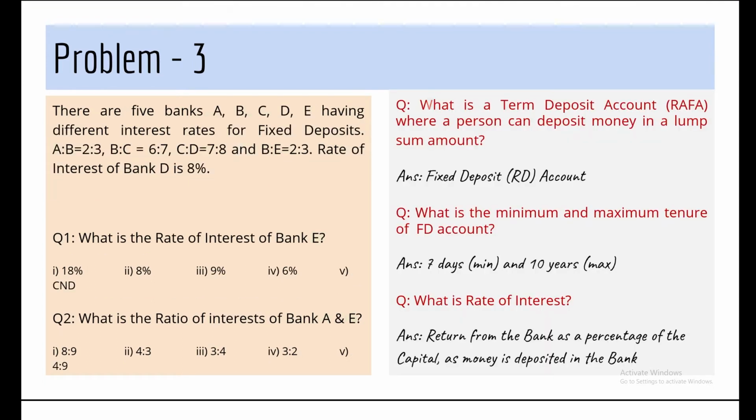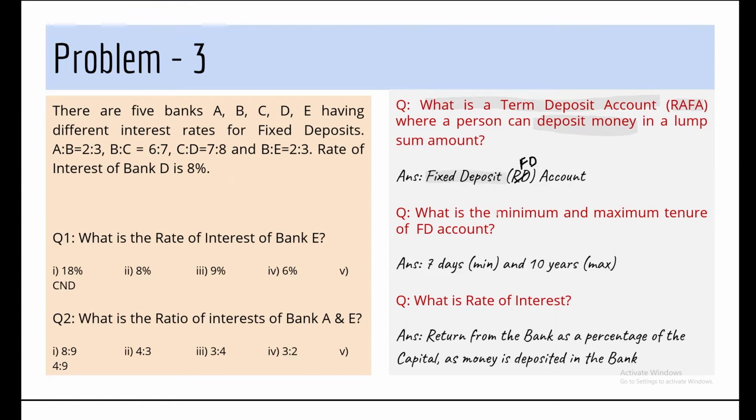The first question is, what is a term deposit account? We have already learned in the previous video what a term deposit account is, but the question is, what is a term deposit where a person can deposit money as a lump sum amount? We have already learned that if we deposit money in a term deposit account, it can be either a fixed account or a recurring account. For a recurring account, we deposit money in installments, and for a fixed account, we deposit our money as a lump sum. So the answer should be FD account, meaning fixed deposit account.